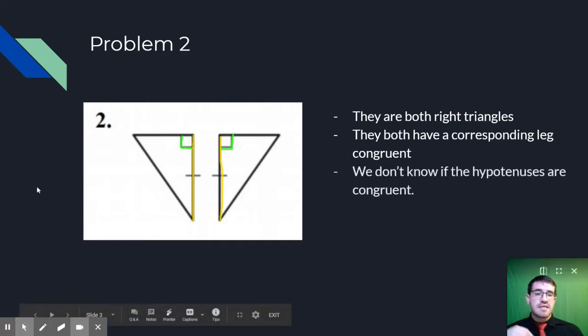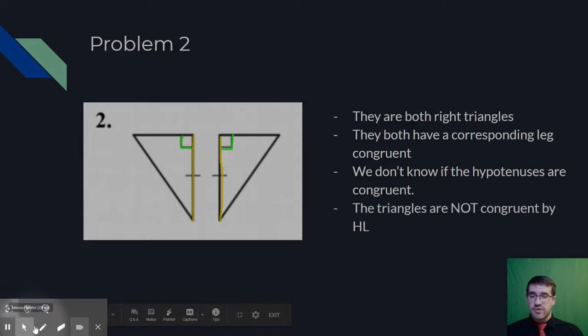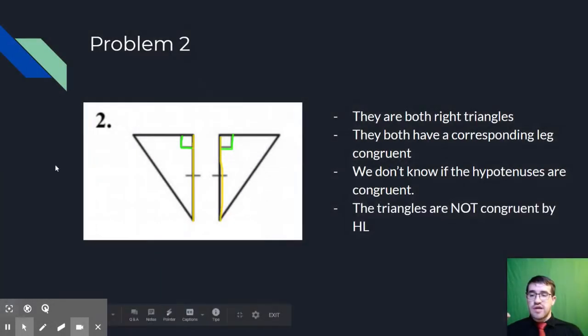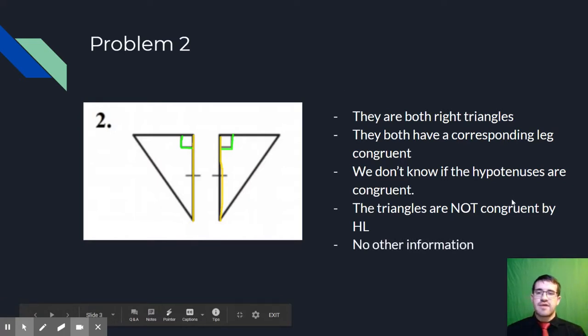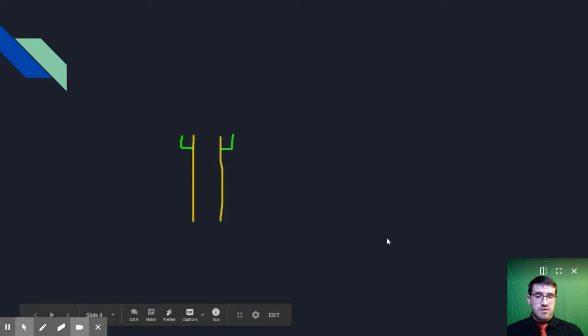However, the problem with these is we don't know if the hypotenuses are congruent. We're not given any kind of tick marks on either of these to show that they're congruent. So these two triangles are not congruent by HL, but we don't have any other information. We're not given parallel lines. We're not given perpendicular lines. We're not given midpoints. So we don't have enough to determine whether the triangles are congruent at all. So these two triangles are not congruent.